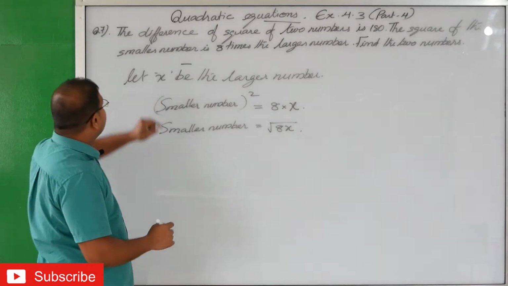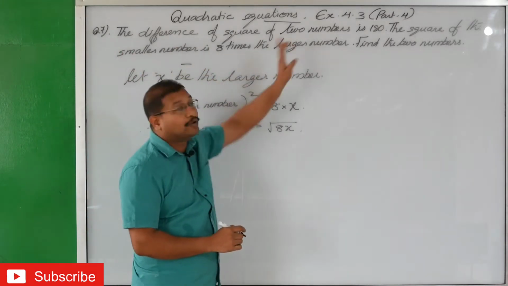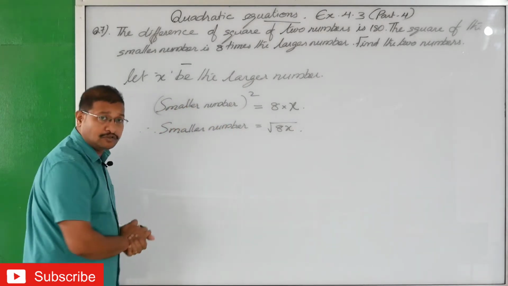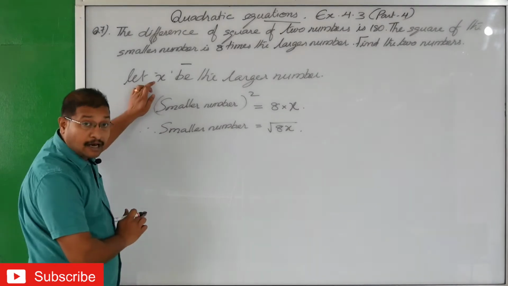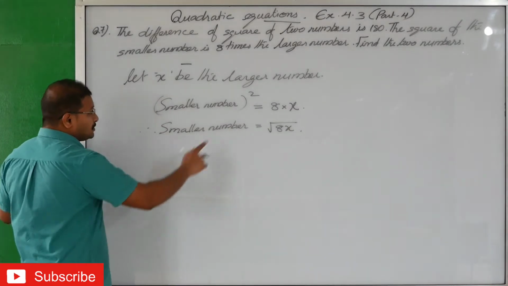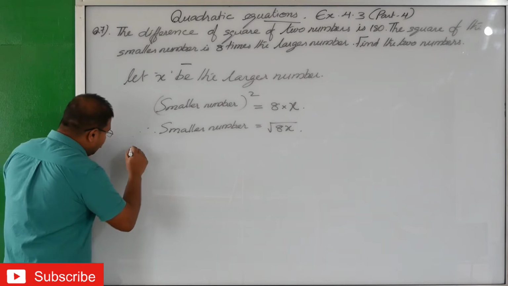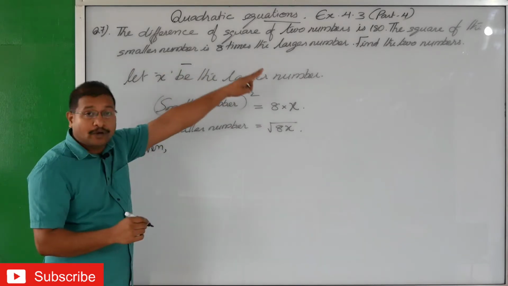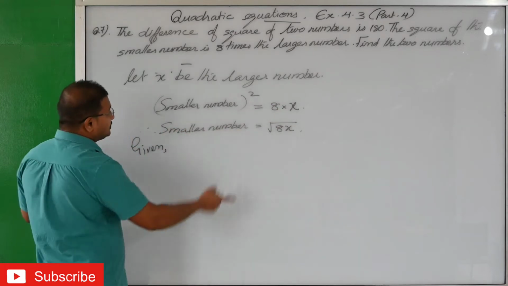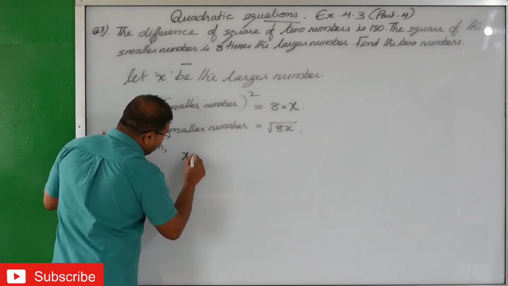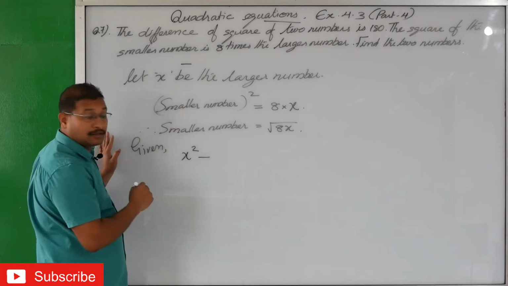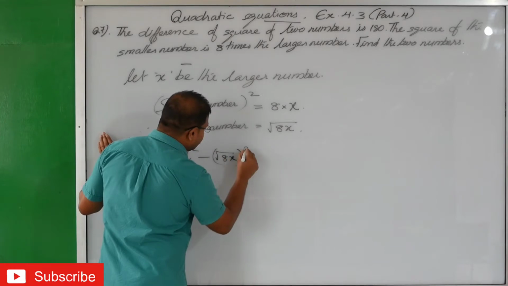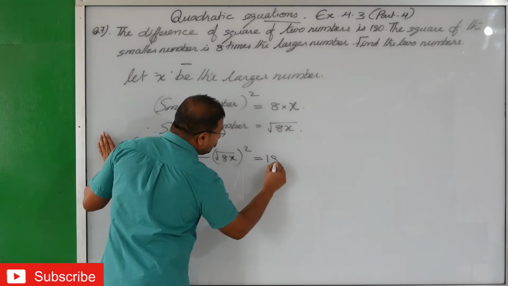Ready? Now see, the difference of the squares of the two numbers. So difference of the squares means, first you have to write larger number square minus smaller number square, isn't it? Given the condition, the difference of the squares of the two numbers is 180. That means the larger number is x, so x square minus smaller number root 8x the whole square equals 180.